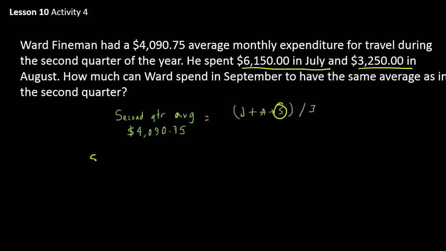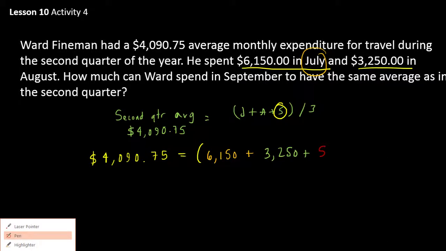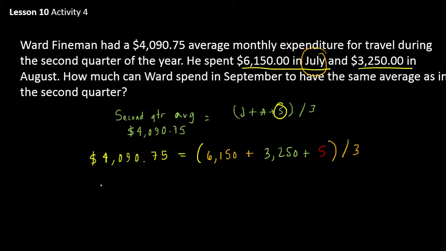So let's set this up. That means that $4,090.75, the second quarter average, is equal to the total of July, which was $6,150, plus August, which is $3,250, plus September, which I'm solving for, divided by 3. So $4,090.75 equals $9,400 plus S for September, divided by 3.